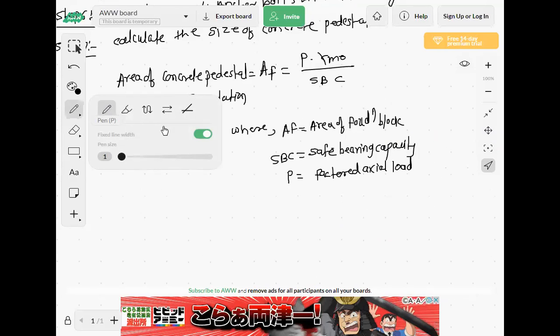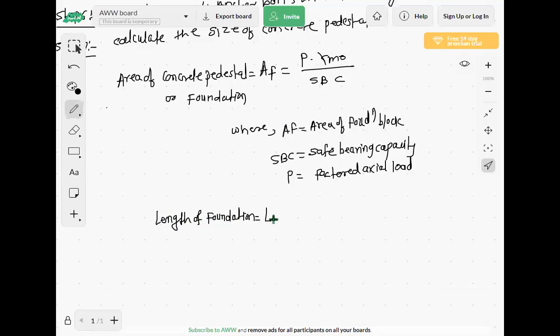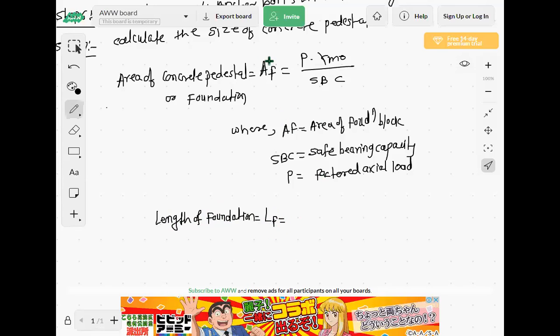Similar to the size of base plate, we now have to calculate the length of foundation and width of foundation. So how to calculate the length of foundation? LF is the length of foundation. We got the area of foundation, so now we calculate the length of foundation. The formula is: length of plate minus width of plate divided by 2, plus under root of the square of length of plate minus width of plate divided by 2, plus area of foundation.